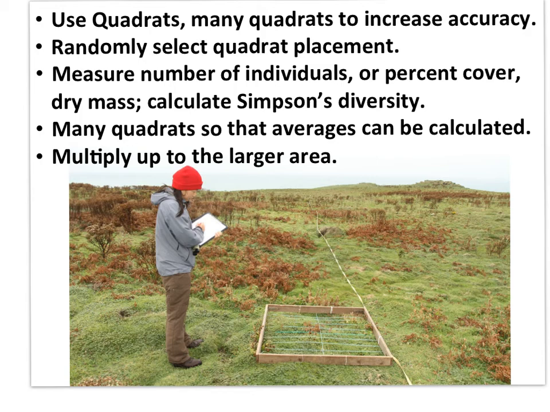Use quadrats, many quadrats, to increase accuracy. Randomly select quadrat placement. Measure the number of individuals or percent cover or dry mass. Calculate Simpson's diversity index. Many quadrats must be sampled so that averages can be calculated. And take the data, the means, and multiply up to determine the diversity of the larger area.